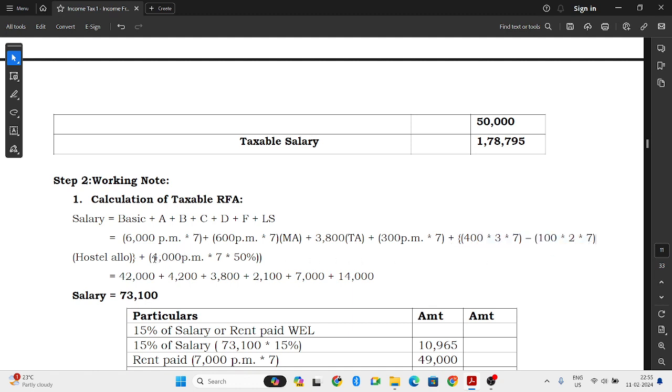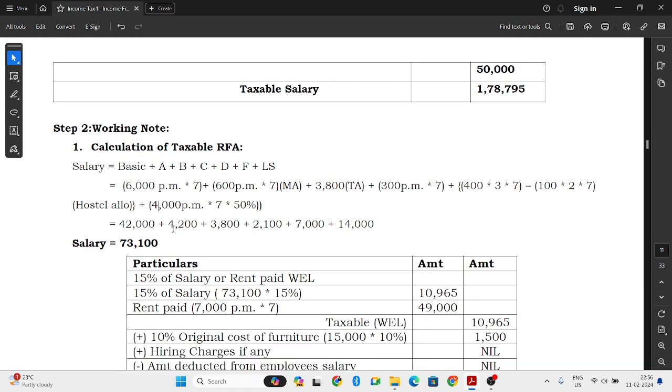Next, 4,000 per month into 7 into 50%. This is the DA. So total 4,000 per month DA he is receiving, and for 7 months we are calculating, and 50% of the DA enters into retirement benefits. So when you add everything, you get 73,100 rupees.